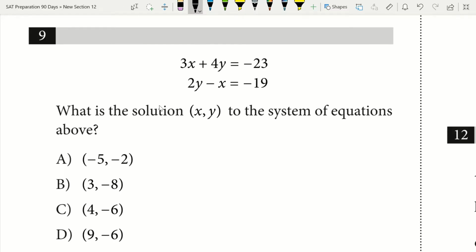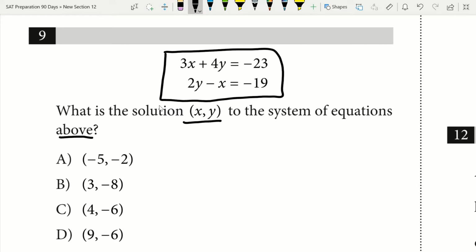So here's an SAT math section tip. Whenever you see a stacked equation set like this, what I'm putting this box around, what you're going to want to do if you're asked to solve for the solution x, y to the system of equations above is take a look at your answer choices and find if x or y has all different numbers. In this case, x has all different numbers, but y has two -6's. So I'm going to solve for x.